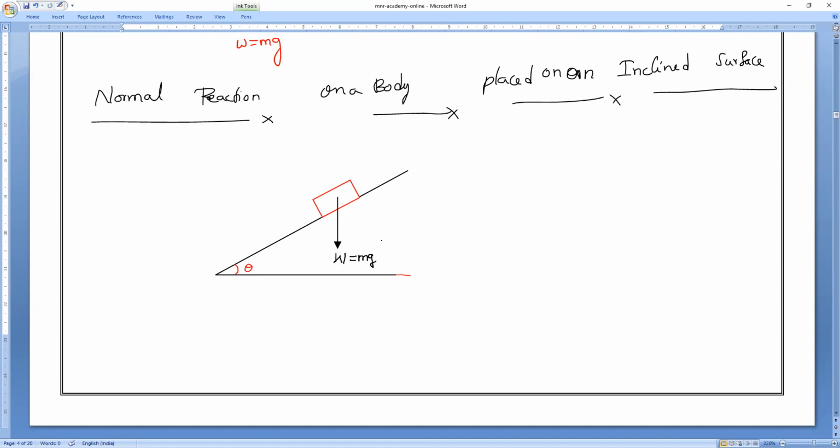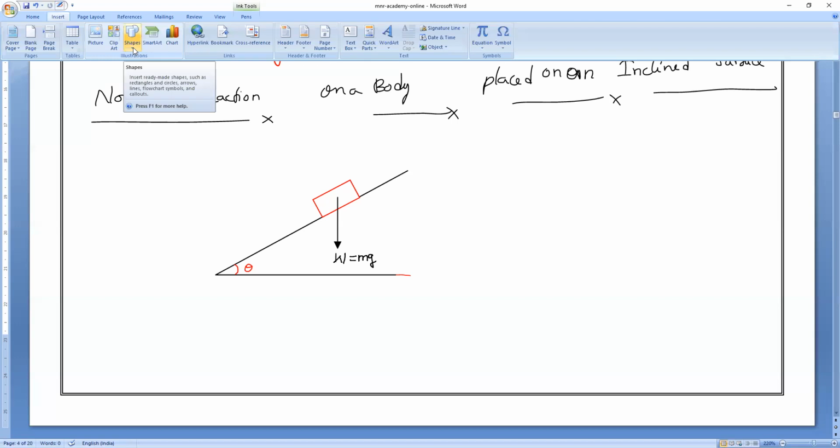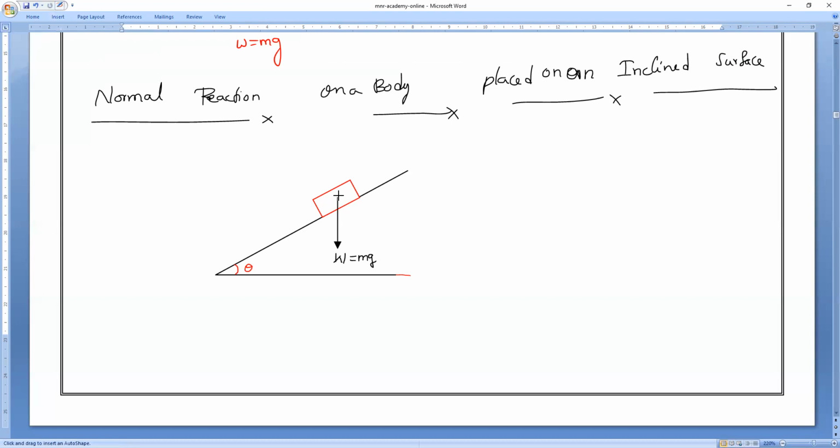Okay, guys. Now we all know that normal reaction always acts in what direction? Perpendicularly to the surface. Perpendicularly to the surface means, observe from this point. Do you think it acts like this, or it will act in this direction? Perpendicular to the surface. So what is the direction? This is the direction. Am I right, guys?